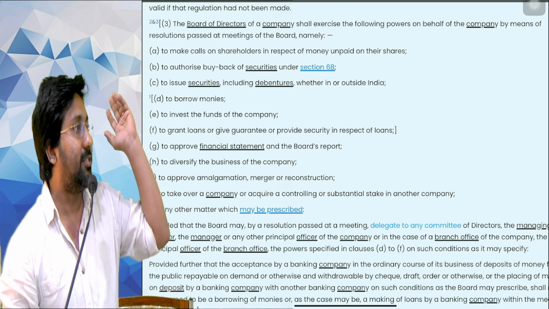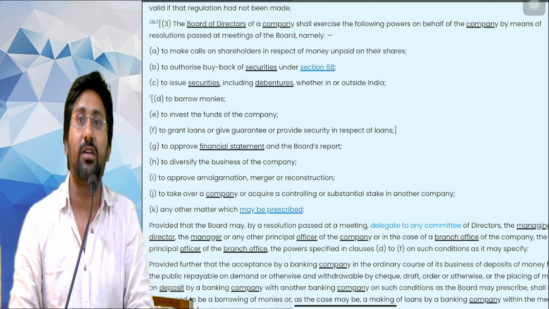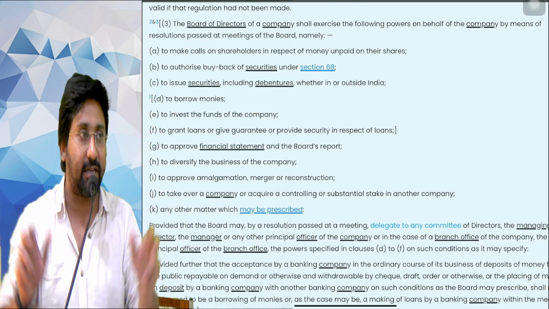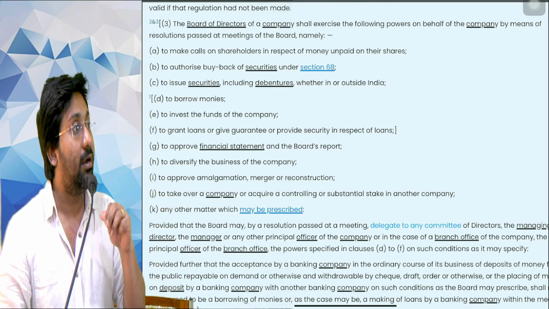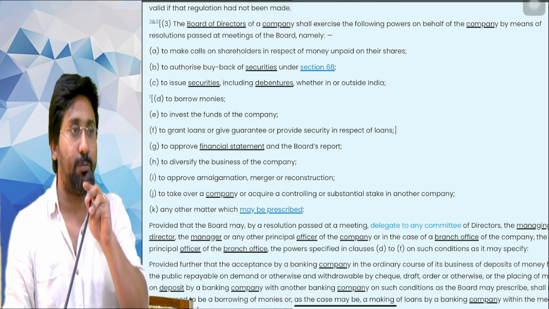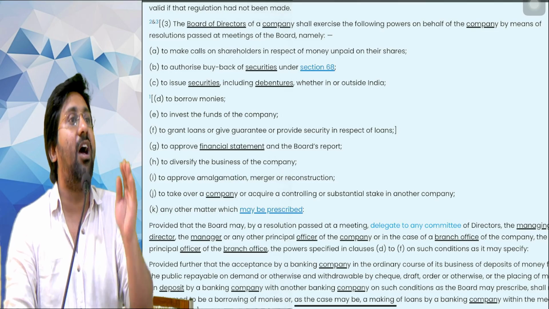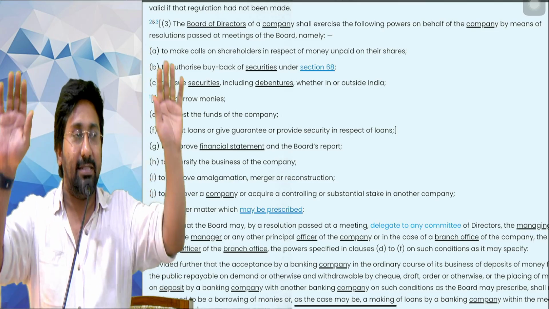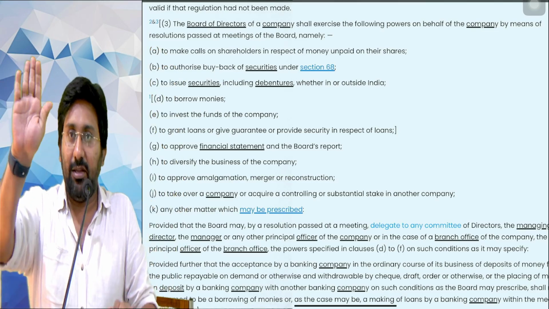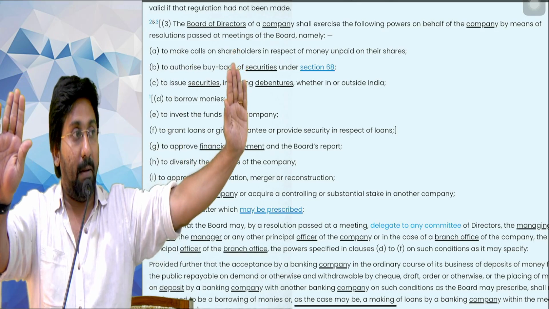The offer for sale concept is in section number 25. In your CA Inter, there is a concept called offer for sale, also called a deemed prospectus. The deemed prospectus concept is called offer for sale. Tell me, how many persons are involved? Three. First, the company. Middle, third, the public.